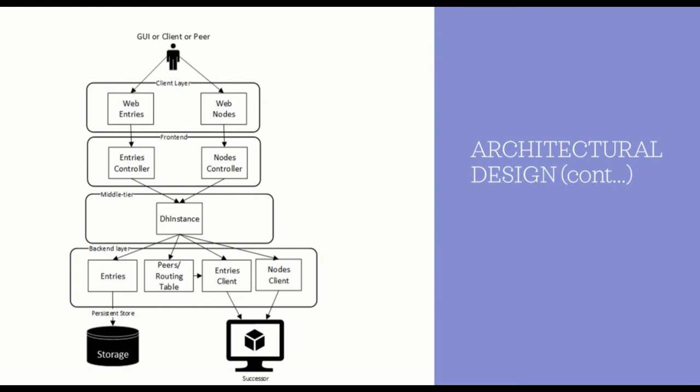We will use a layered architecture for our DHT. Our layers are client, front-end, middle tier, and backend. The client and front-end use REST HTTP communication. DHT instance and backend will implement the functionality of CORD, storage, and inter-node communications.